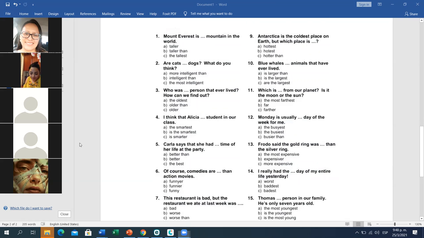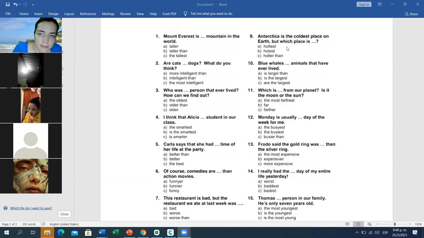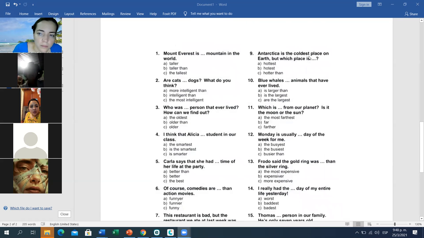Let me see. Lorena, number nine. Number nine. Antarctica is the coldest place on Earth, but which place is hottest? Letter A or letter B? Letter A. ¿Por qué la A? ¿Y por qué no letter B? Why not letter B if it's hot?